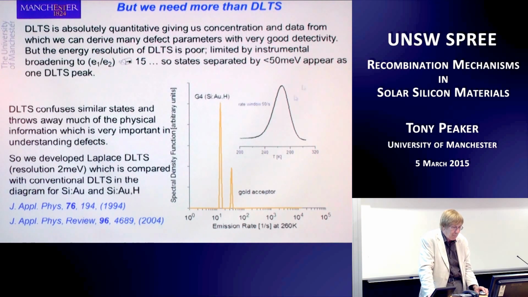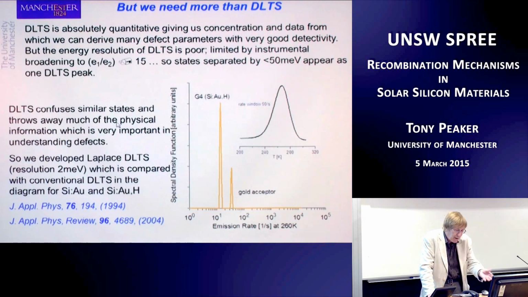And so I put here a comparison. So this is a DLTS plot, and in this there are two defects: the gold acceptor and the combination of the gold acceptor with hydrogen. And you can see it's impossible to tell that there are two defects from the conventional DLTS. But with the Laplace DLTS, absolutely no problem. It's very clear that there are two defects there. So you've got a big improvement in energy resolution in the Laplace technique.